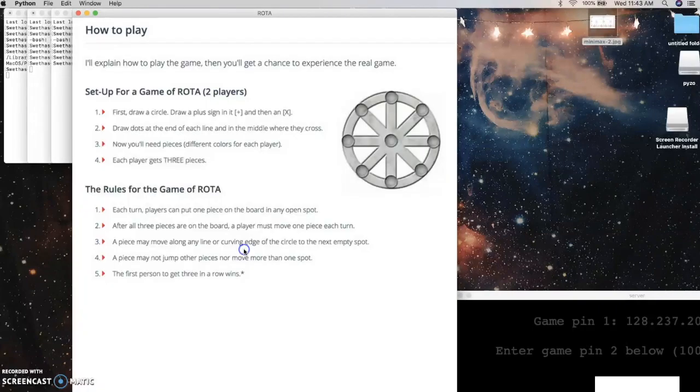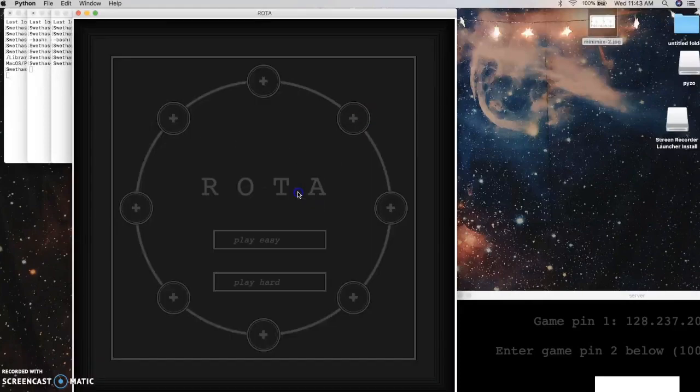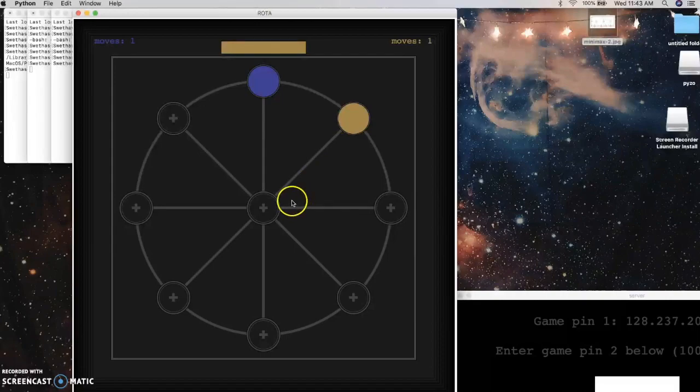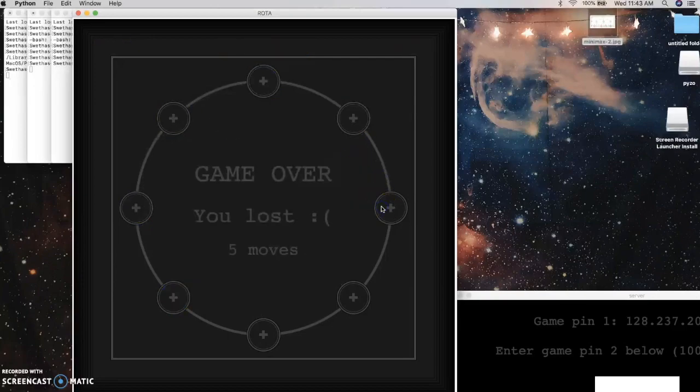The ROTA board is a wheel with 8 circles surrounding a circle in the middle. There are spokes going from the center circle to all the other circles, and the pieces of the ROTA board can move along these spokes. The player can place 3 pieces on the board, but once they have all 3 pieces, they can only move by moving these pieces along the spokes, and the first player to get 3 pieces in a row wins.